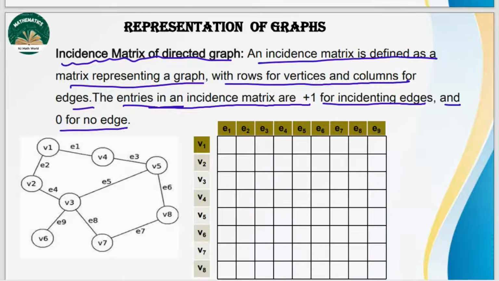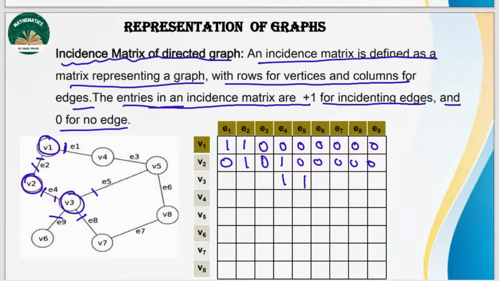Okay, so how do we write? We will go for v1. So here v1, see which are the lines which are connected: e1 and e2. The remaining will be 0. Then for v2, if you go, it is e2 and e4. The remaining will be 0. Then third one, it is v3. It is e4, e5, e8 and e9. The remaining is 0.